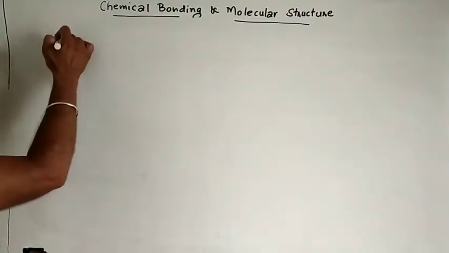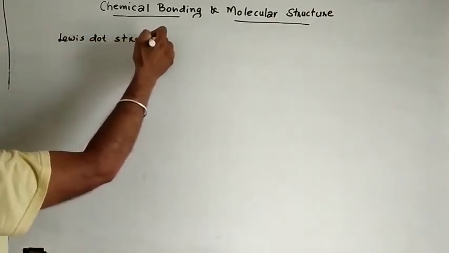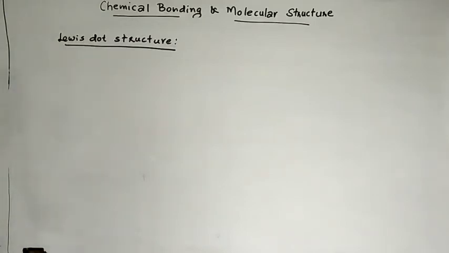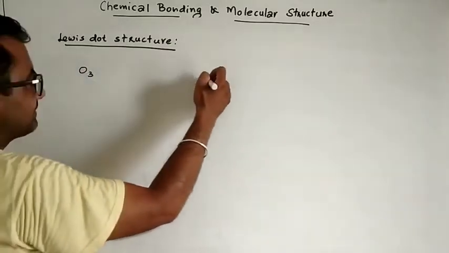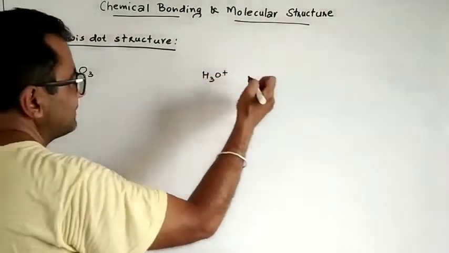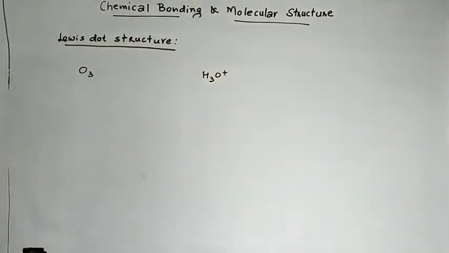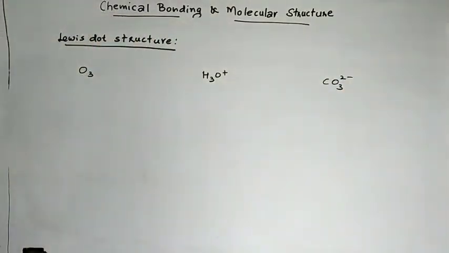Then is the Lewis dot structure. Structure means for molecules. So I am taking 3 examples here: one neutral, second with a positive charge, third with a negative charge. These are the molecules, and you are asked to draw the Lewis dot structure of these.